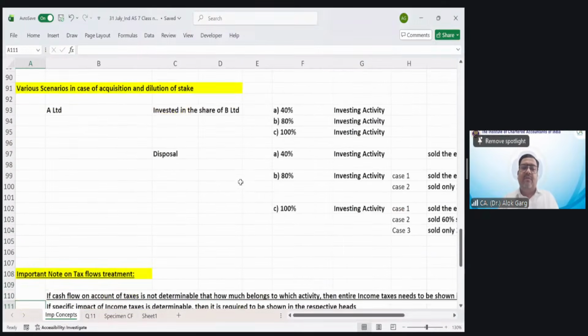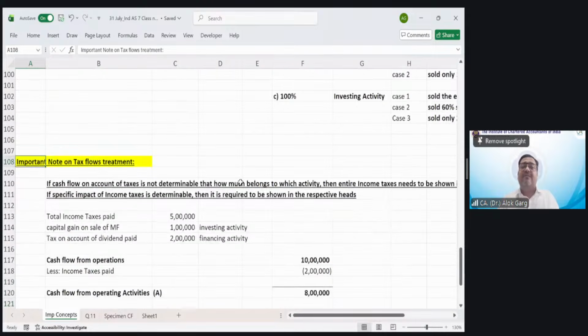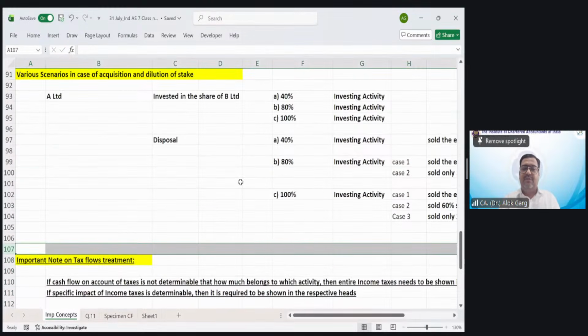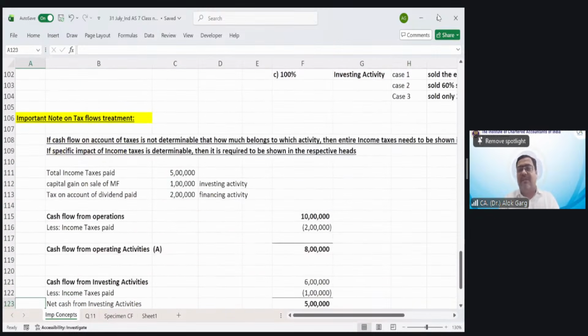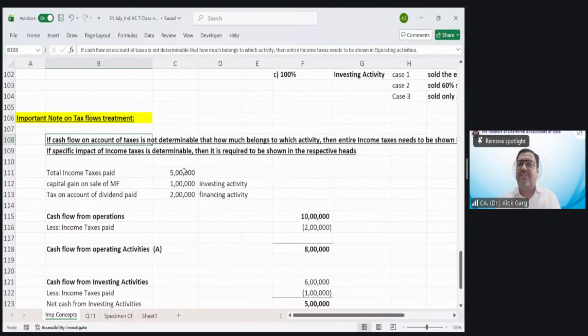Okay, now let's go to the important note on tax flow treatment. On tax flows, not cash flows, tax flows. If cash flow on account of taxes is not determinable, that is, how much belongs to which activity. So there is a tax flow. For example, the company has sold a fixed asset, PP&E. Then if there is any tax on the PP&E, what is the nature of that tax? Is it a capital gain or is it a normal operating activity tax flow?